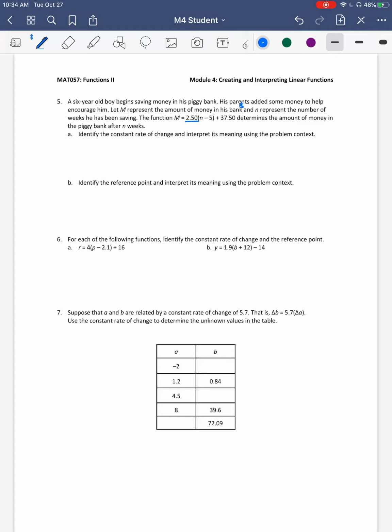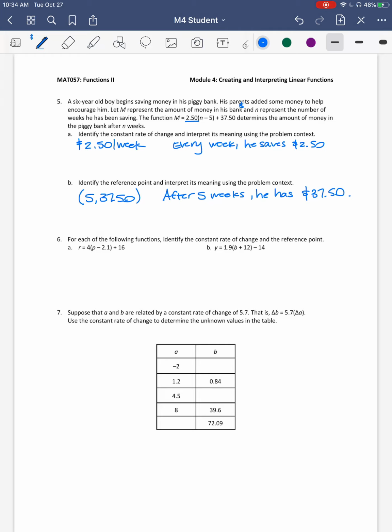So the crock is going to be here, and the units on that are going to be dollars per week. So essentially every week he saves $2.50. Good job, buddy. My reference point is going to be 5, 37.5. And so what that means is after 5 weeks, he has $37.50. I really need to do something like that.